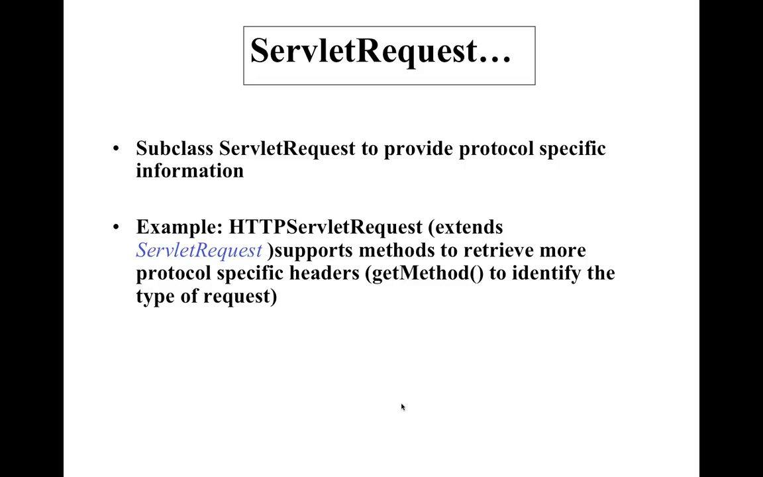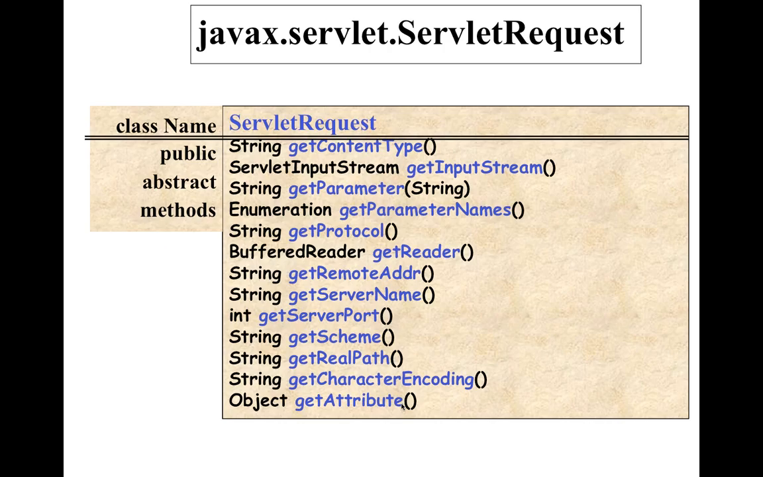Then a subclass of servlet request provides protocol specific information. So we are dealing with HTTP servlet request. That means it is being used only by the HTTP protocol, and it has a bunch of specific stuff related only to the HTTP protocol, which implemented servlet request, and it gave us various methods. Servlet request has getContentType, getInputStream, getParameterNames, getProtocol, getReader. Not only writer and input streams, but it also has a reader.